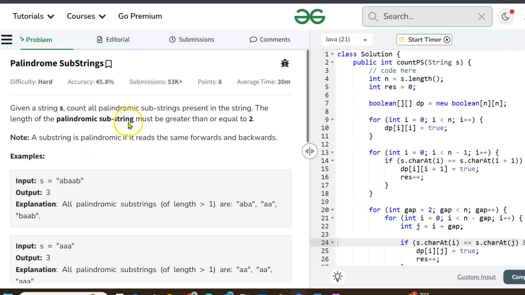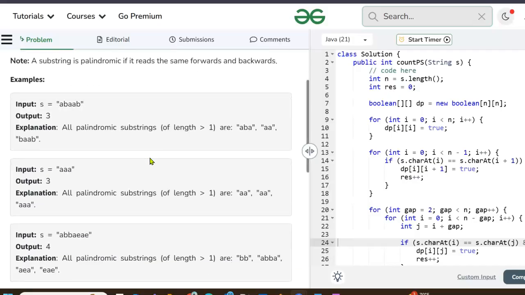The length of the palindromic substring must be greater than or equal to 2. In other words, we're not counting individual letters as being palindromes. So a substring is palindromic if it reads the same forwards and backwards.